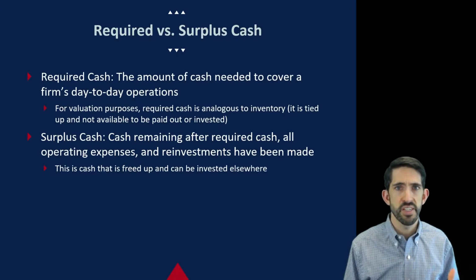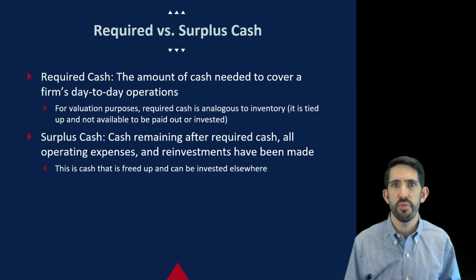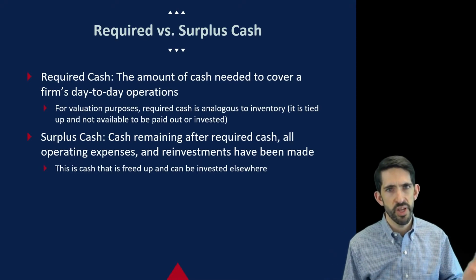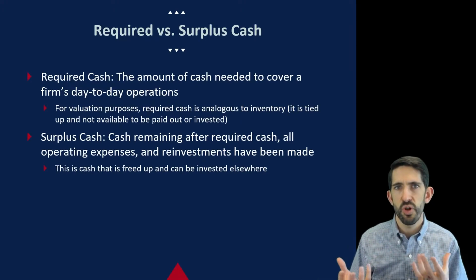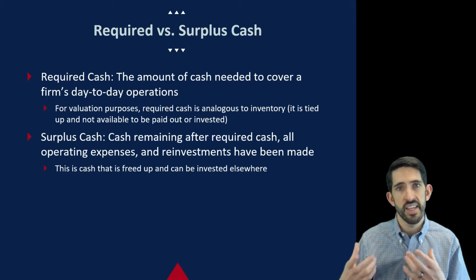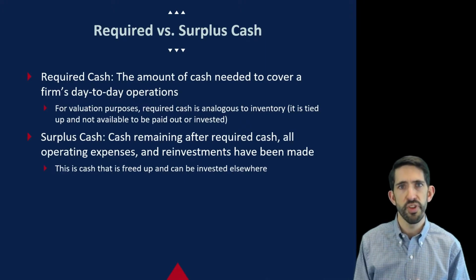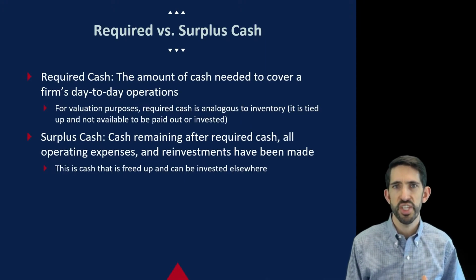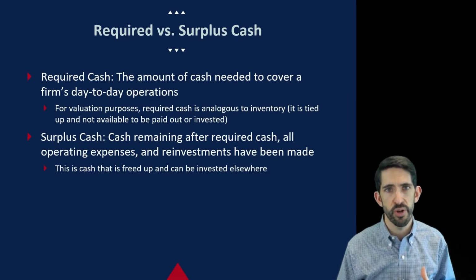Same thing for a business. There's certain amounts of cash that the business needs just to keep everything operating smoothly. You have to be able to pay your suppliers on time, pay your workers, etc. And so the required cash is whatever amount the business needs to keep on a regular basis to keep operations moving smoothly. Surplus cash, on the other hand, is any extra cash above and beyond the required cash.